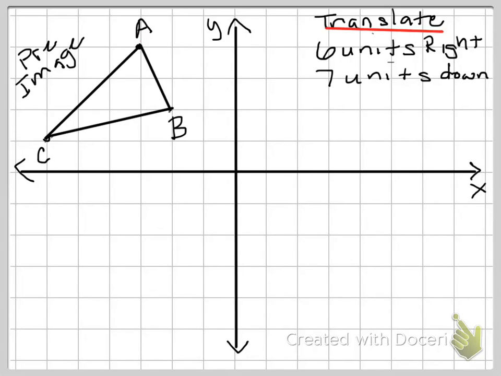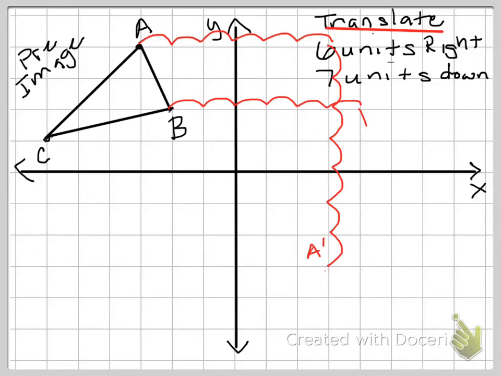So if I start off with A, I'm going to start here and go 1, 2, 3, 4, 5, 6, then go 7 units down, 1, 2, 3, 4, 5, 6, 7. That's going to give me my A prime. So that one here I'm going to label A prime. Alright, then same thing with B. You go 6 units to the right, 7 units down, and that's going to be your B prime.